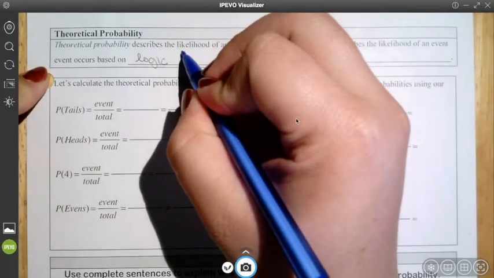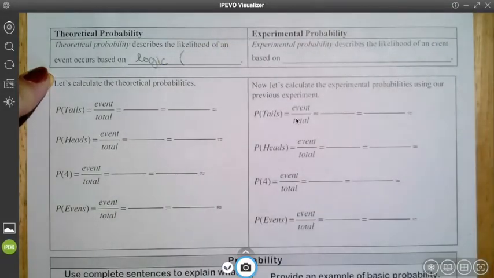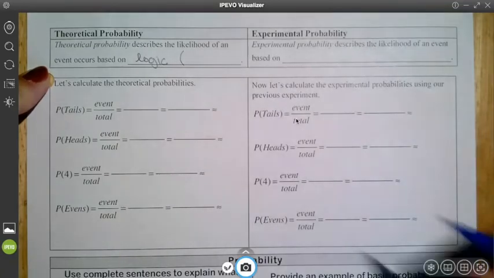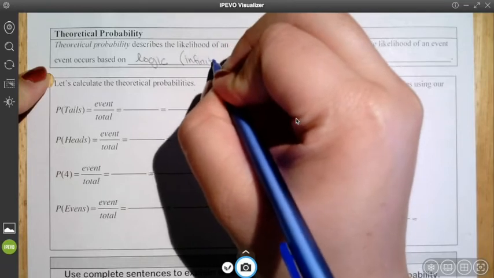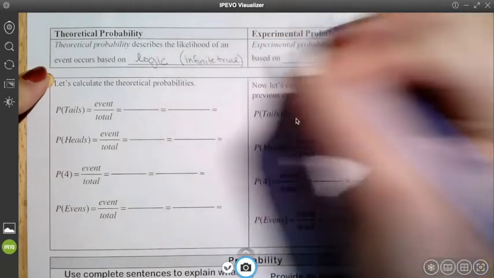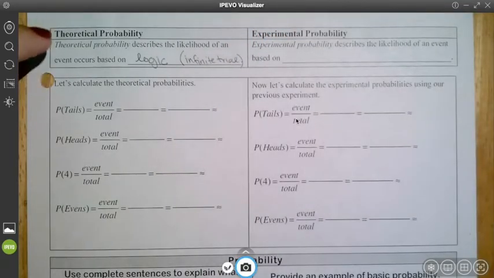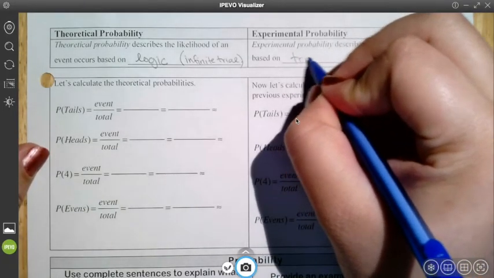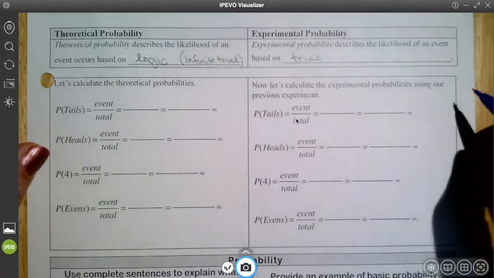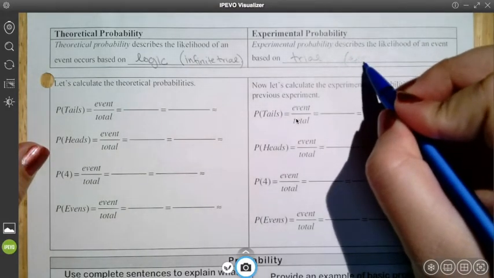What this is, if we had an infinite amount of time to do an infinite number of experiments, then this is the result that we would expect. So this is based on an infinite trial, which we could never actually complete, which is why it's called theoretical probability. And then experimental probability is the likelihood of an event based on a trial. So this is what we have actually computed based on an experiment.